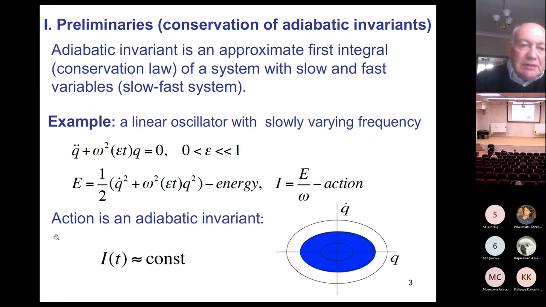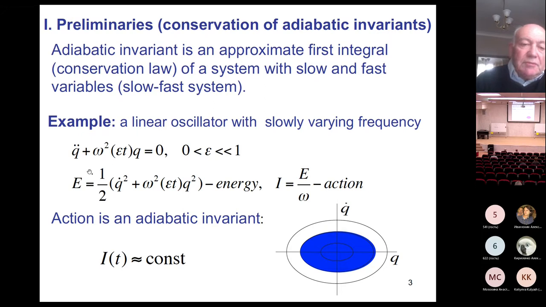So this is an example, probably the simplest and most classical example. This is a linear oscillator with slowly varying frequency. This example was discussed by Rayleigh, Ehrenfest, Lorentz, Einstein. Q is a coordinate, omega is frequency, and this frequency depends slowly on time, so it depends on epsilon t, and epsilon is the small parameter of our problem.